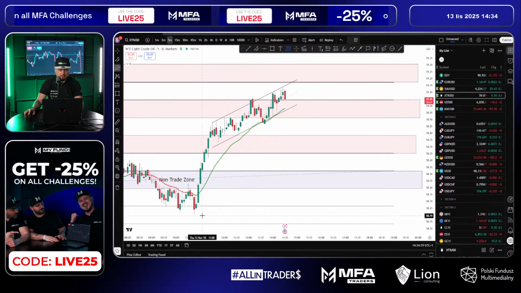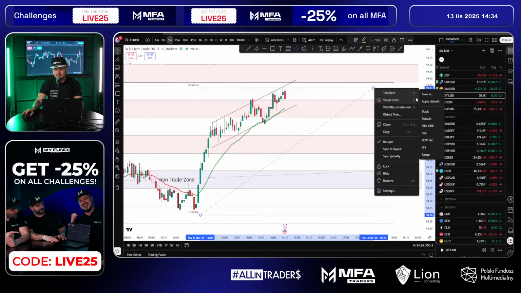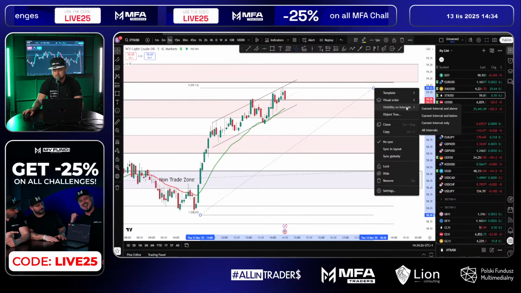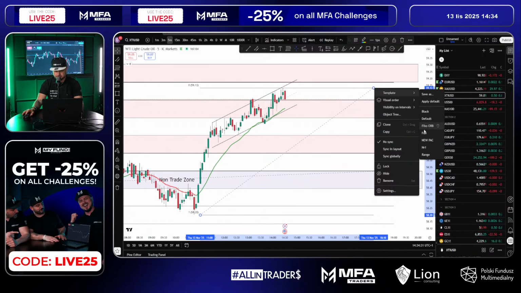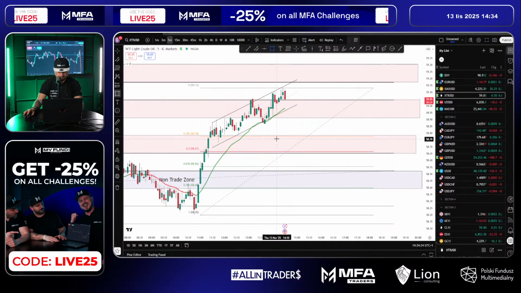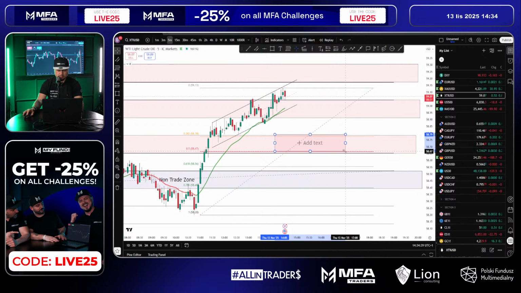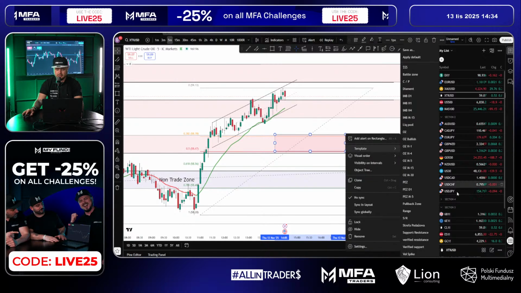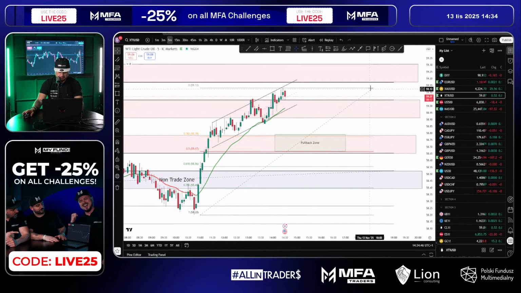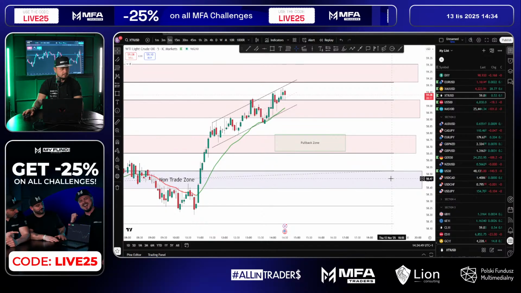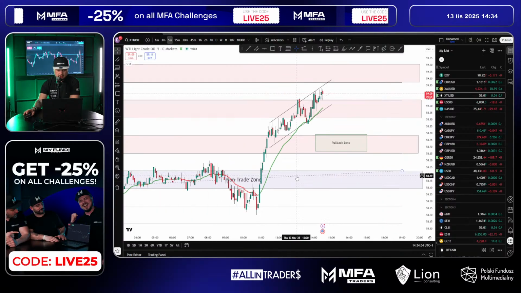Okay, let's wait for this correction and see if anything is gonna happen at 38.2. If not, maybe we're gonna try to get to non-trade zone. We will see. I want basically correction to 38.2, maximum to 50, but let's say 38.2, or 0.382, if you like it like this. Okay, pullback zone. We'll see. For this one, we have to wait.